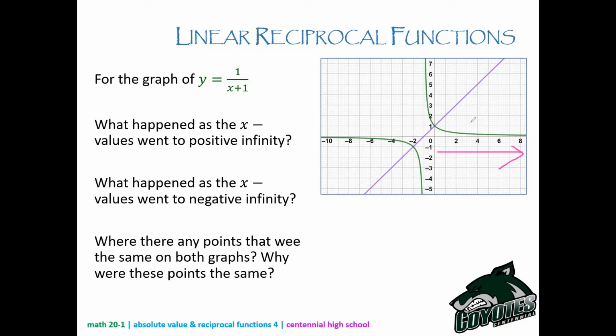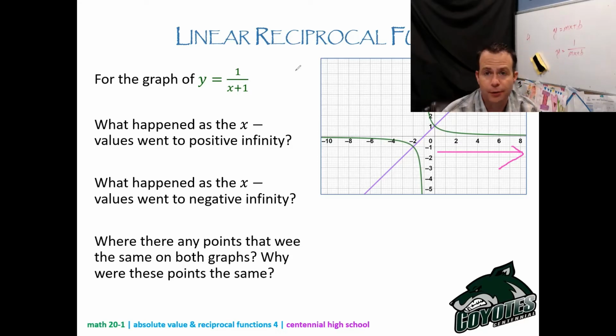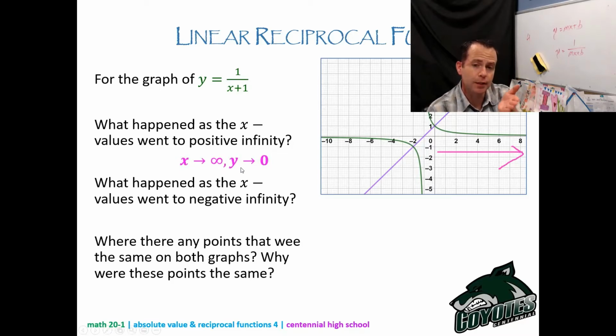If you don't believe me, take your graphing calculator, put this in, and start tracing the line all the way through. You'll see that the y values are getting smaller and smaller, but they'll never ever hit 0. And so we say as x approaches infinity, y approaches 0. That arrow here is mathematical shorthand for approaches. So as x approaches infinity, y approaches 0.